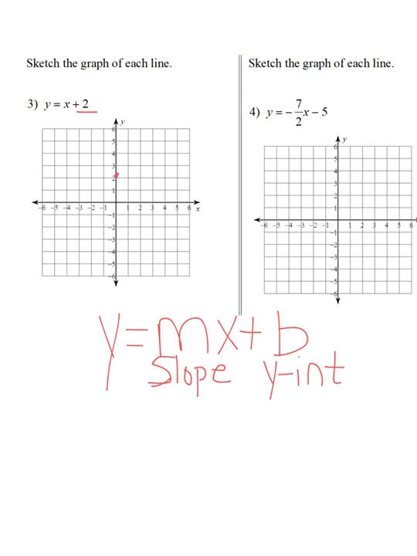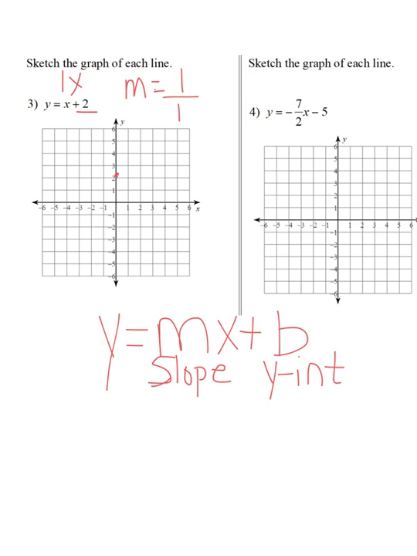Now my slope is always the coefficient of the x. In this equation, we say that it is invisible. The number that is in front of that x is 1x. That means that my slope is positive 1. Written as a fraction or a ratio, that is 1 over 1. Since it's positive, that means I'm going to go up 1 and to the right 1 from the previous point.